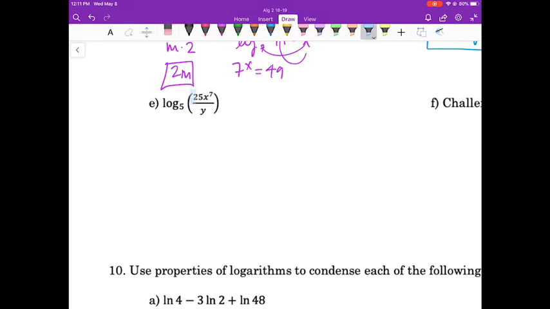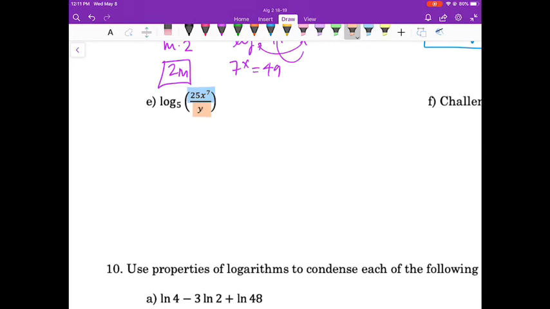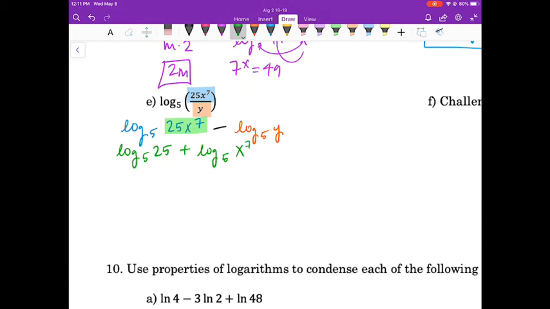So I've got a numerator and a denominator, so I'm going to take the log with the same base of my numerator, 25x to the 7th, minus the log of my denominator based on my quotient property. I can't simplify log base 5 of y anymore, so it's just going to keep coming down. But I do have the log of a product. Well, there goes my product property. So we split that up with addition: log base 5 of 25 plus log base 5 of x to the 7th, minus that log base 5 of y. That's not going anywhere.